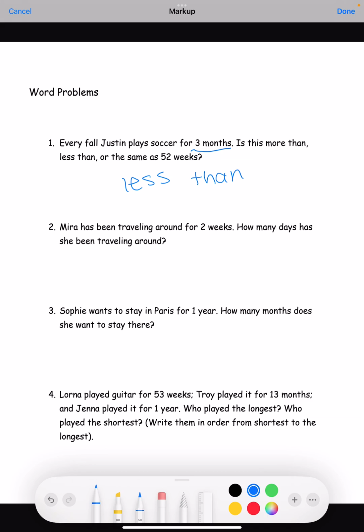Let's try number 3. Sophie wants to stay in Paris for 1 year. How many months does she want to stay there? So let's see if you guys can remember. How many months do you need to make it 1 year? It's 12, so Sophie wants to stay in Paris for 12 months because that is the same as 1 year.